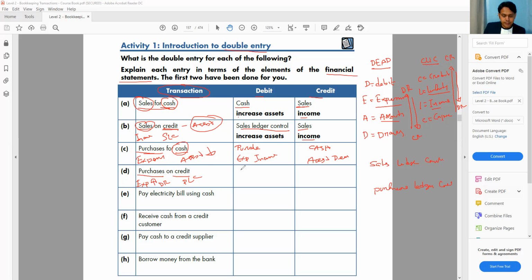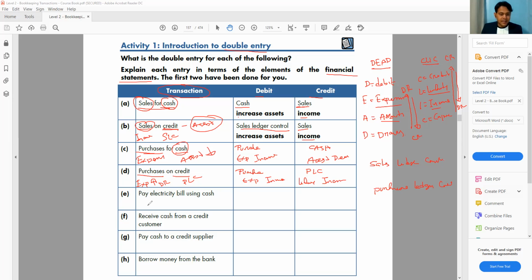So purchase is a debit because expense is increasing. And purchase ledger control is a credit because liability is increasing. As soon as I'm saying I'll pay you later, I'm increasing the liability.